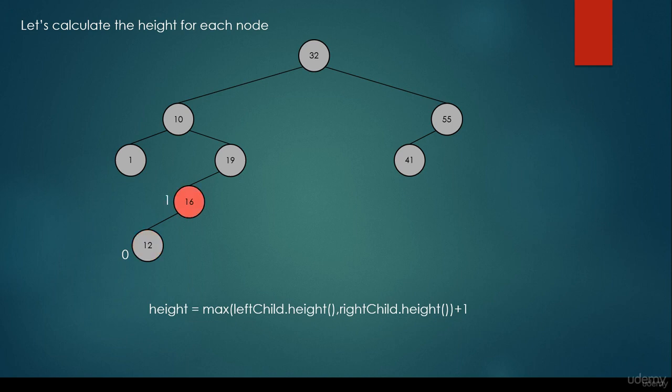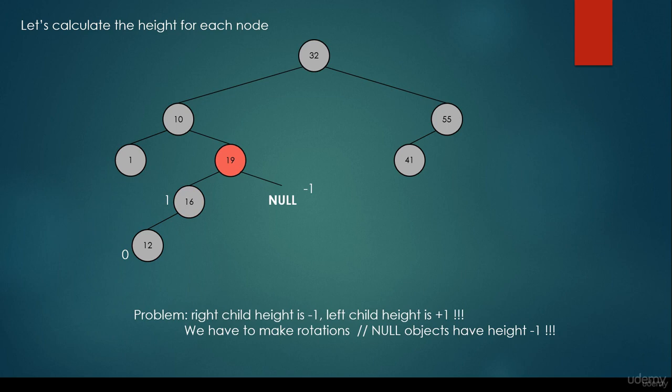Then the 16 is going to have the height parameter 1 because this is the formula. We have to calculate the height as the maximum of the left child height and right child height, and we have to increment it by 1. So the 16 doesn't have any right child, and basically the 19 doesn't have any right child, so it is a null, but the null has a height parameter -1.